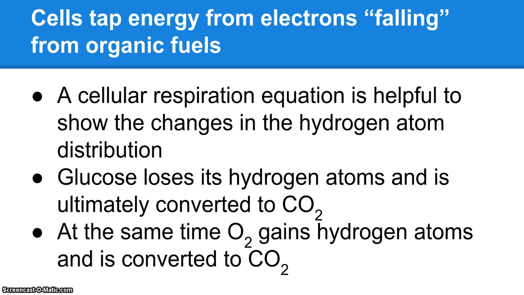So the cellular respiration equation is helpful to show the changes in the hydrogen atom distribution. So if we look at it, we start with C6H12O6. We end with water. So we know all of those hydrogens are transferring to the water. Glucose loses its hydrogen atoms and is ultimately converted to carbon dioxide. Remember, glucose has 6 carbons, we're converting it to 6 CO2s. At the same time, oxygen gains hydrogen atoms and is converted to water. So we're still just making that water and we're making that carbon dioxide.